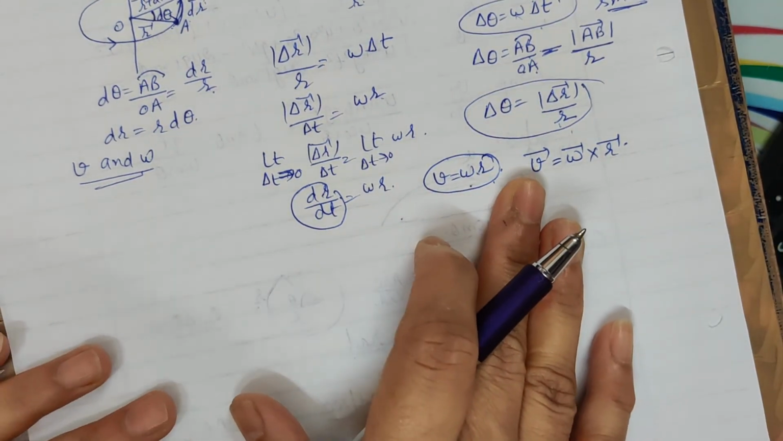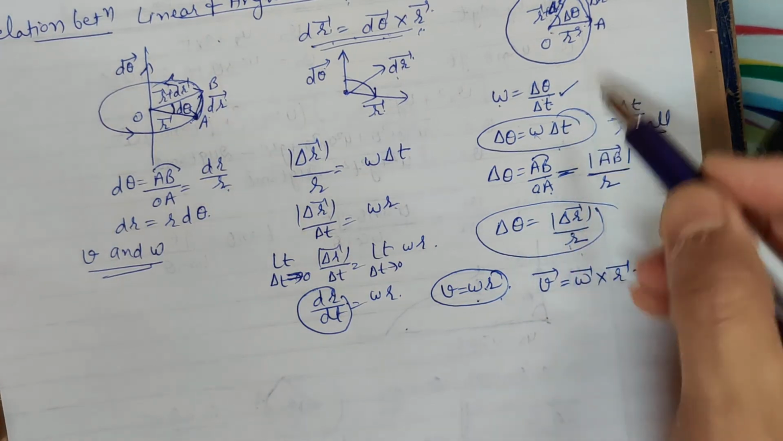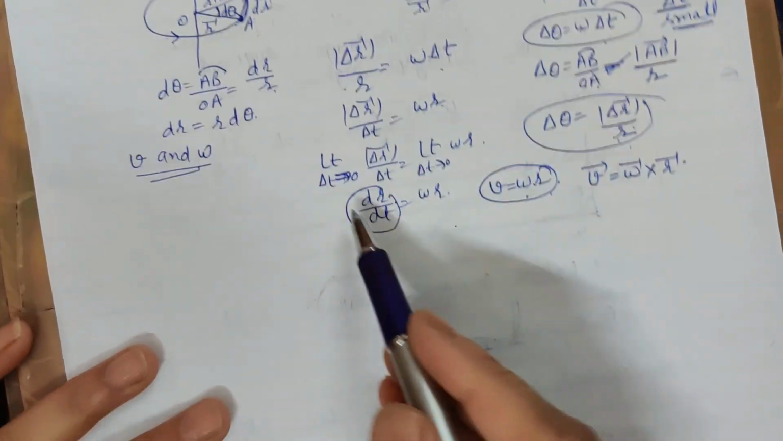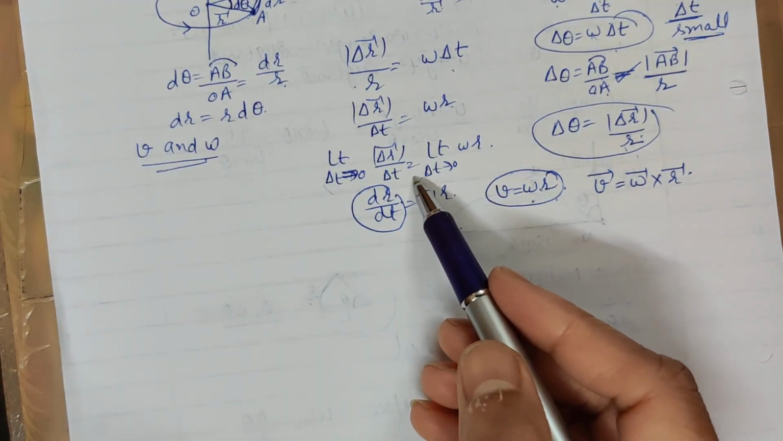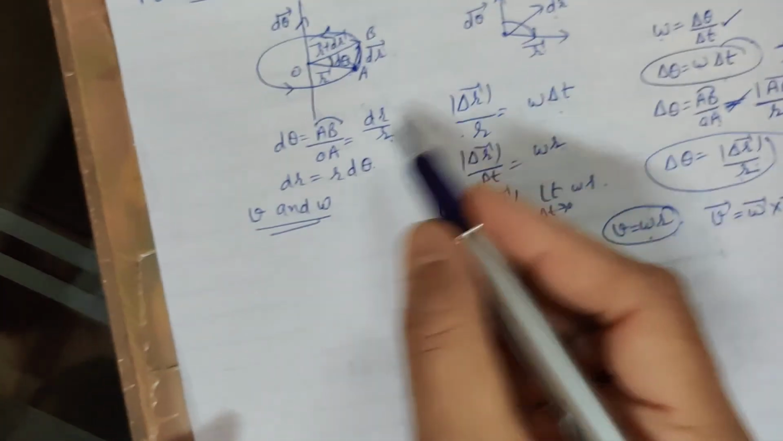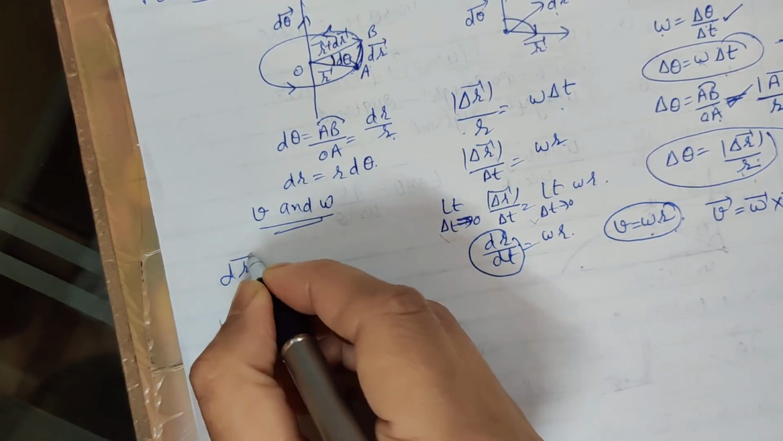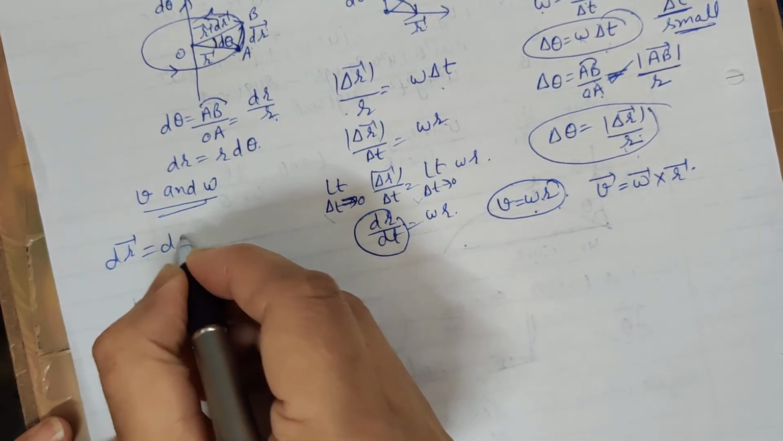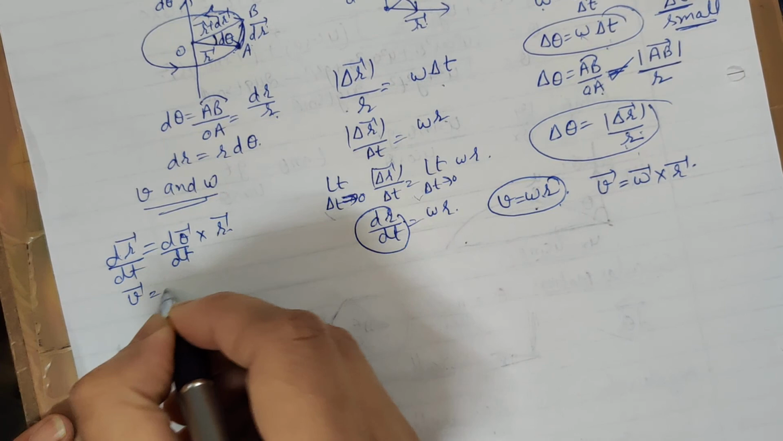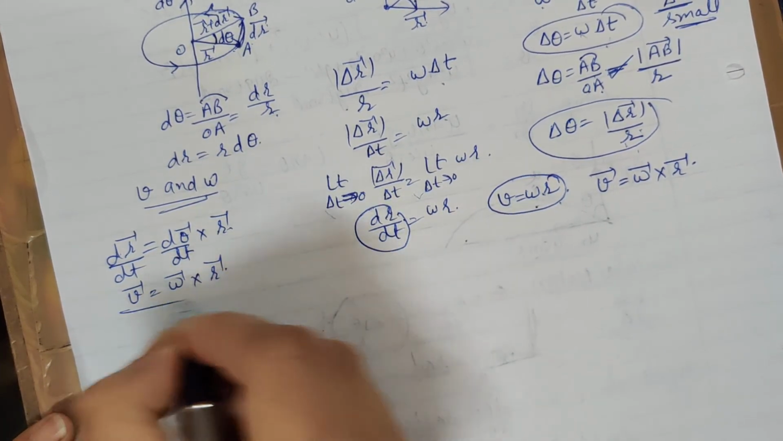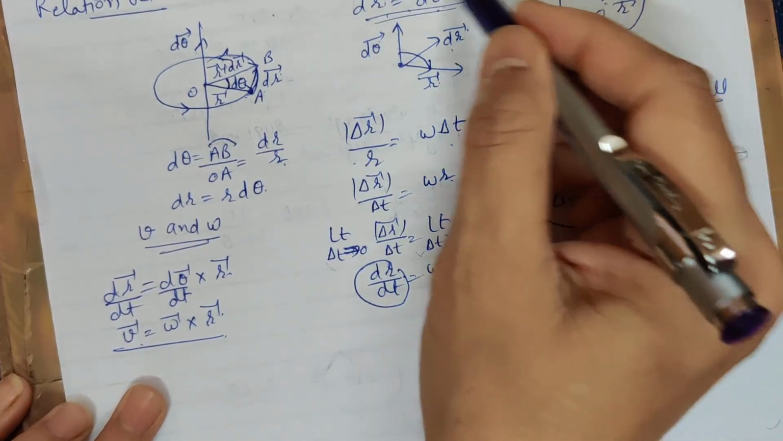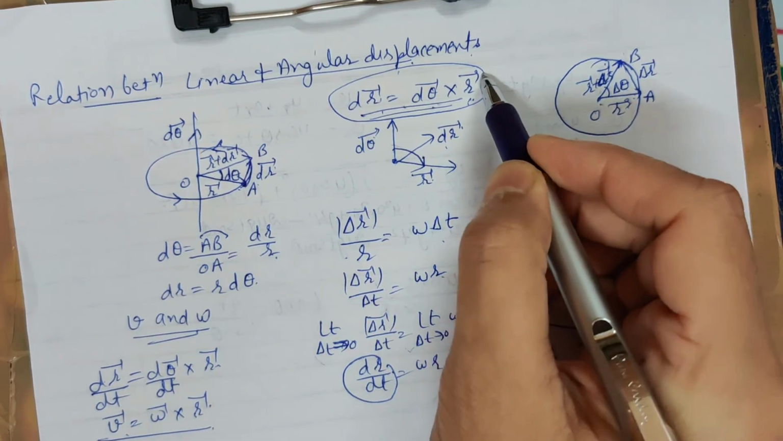So this is a very important relation. First you write the angular velocity, then you write the definition of displacement, then equate the terms, then give the limiting value, and from this we derive that dr vector is equal to d theta vector cross r vector. If we divide both sides by dt, this becomes velocity, omega cross r vector. This is the relation between linear velocity and angular velocity, and the earlier one is the relation between linear displacement and angular displacement.